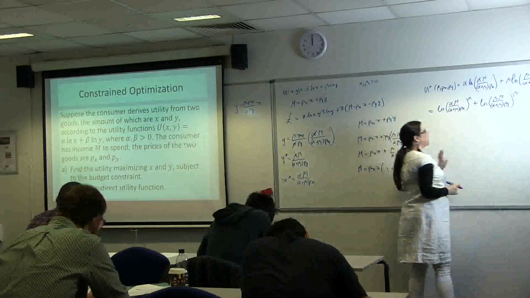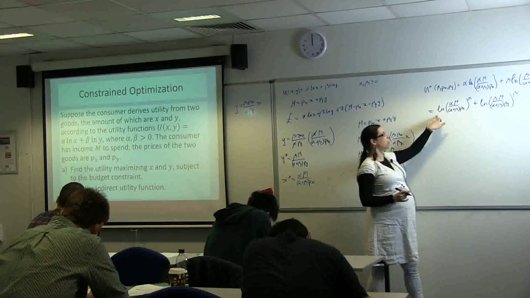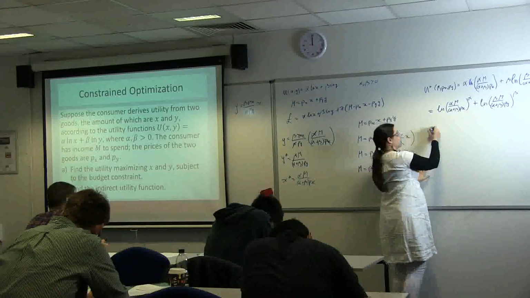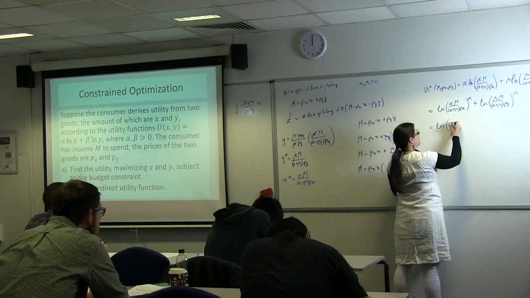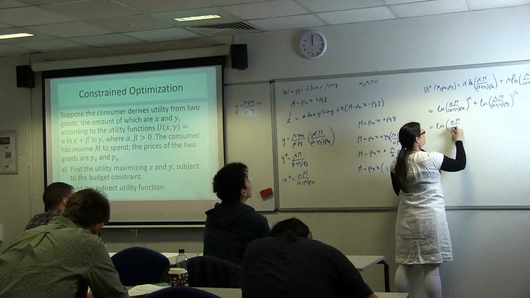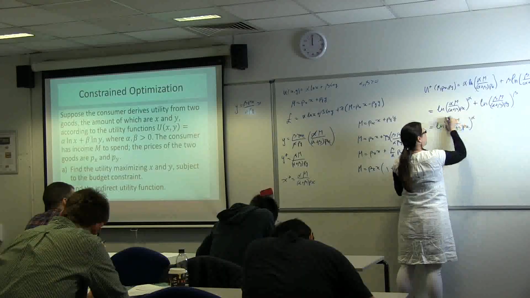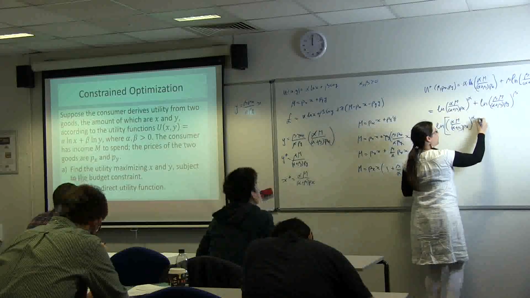Into the power. And now they are not in my way. I've got single logs added together, so I can just multiply everything together. So that would be ln multiplied together.